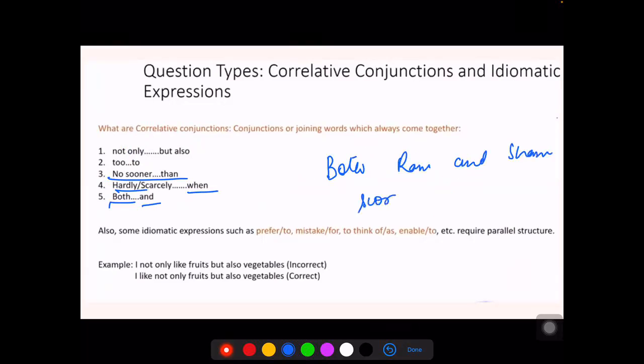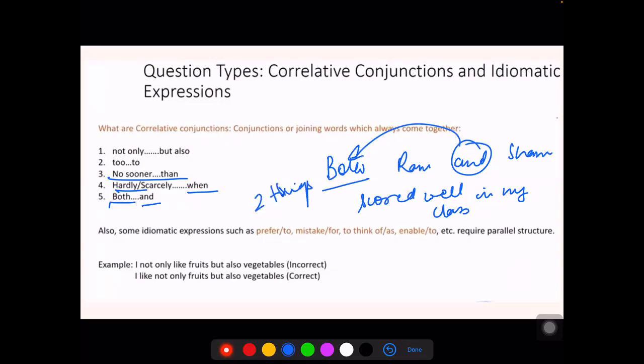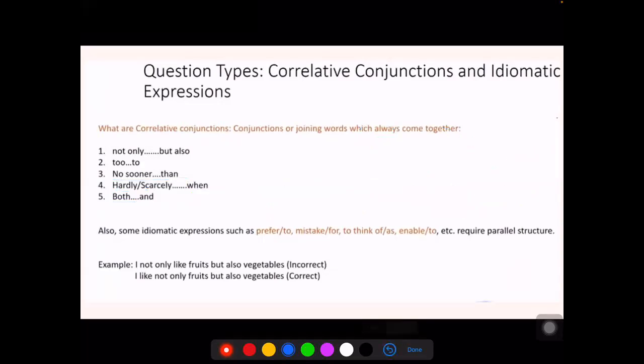scored well in my class. So why are you using and with both? Because it is required. We are talking about two things. We are talking about two people, right? So when we are talking about two things or people, we always use both at the first and and at the second. All right. This is a very basic rule of grammar. All right. So now here I have written one example. Let's check out this example.